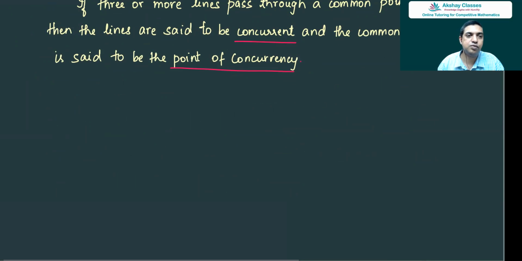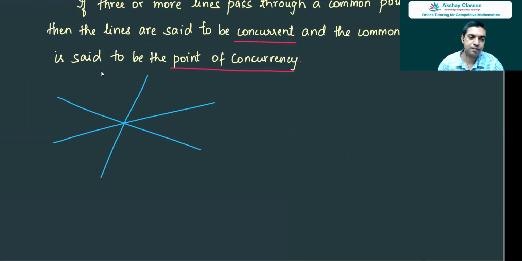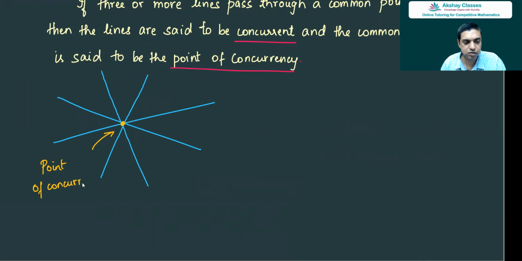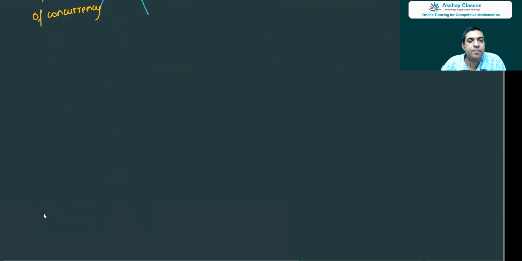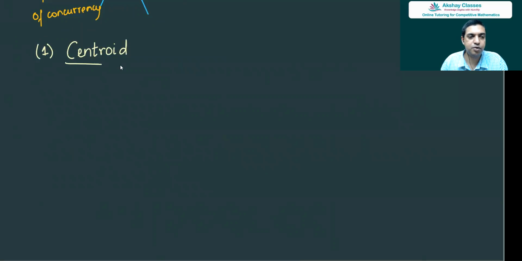So if we have lines 1, 2, 3, 4, these are concurrent lines, and this is the point of concurrency. Now, in a triangle, there are many concurrent points. The very first one, among the important points in a triangle, is the centroid. Very, very important point.